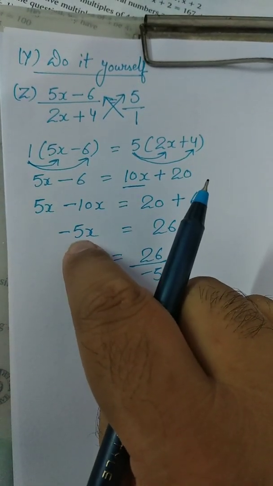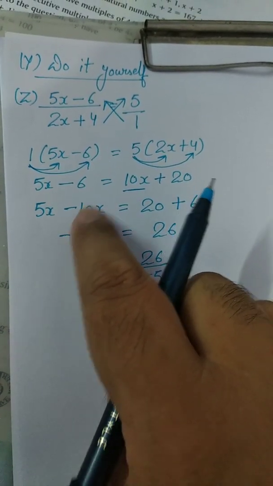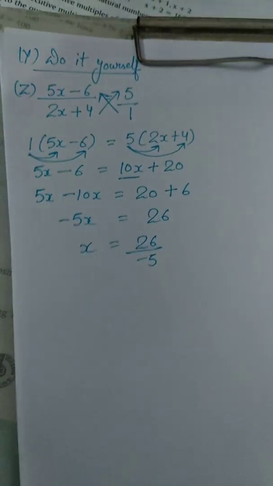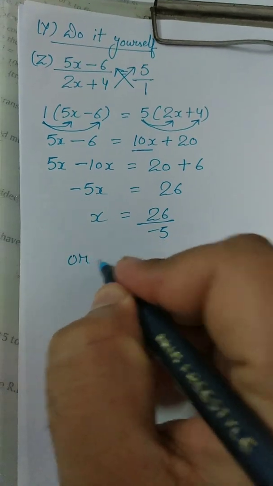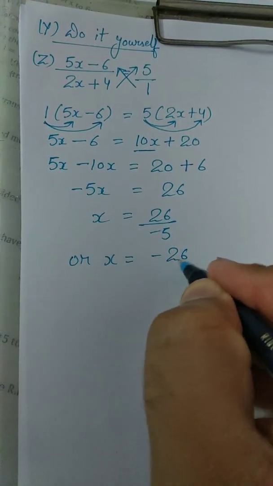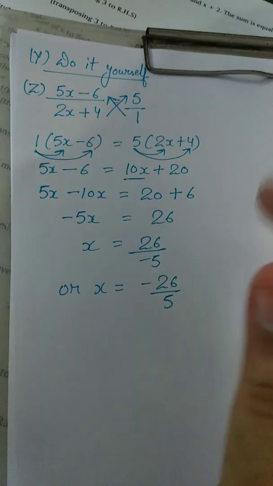In LHS 5 multiplication में था. When I shifted to the RHS, it changed into the division. Right? So x is equivalent to the 26 upon minus 5. Or we can say that x is equivalent to the minus 26 upon 5. This is a solution of this equation.